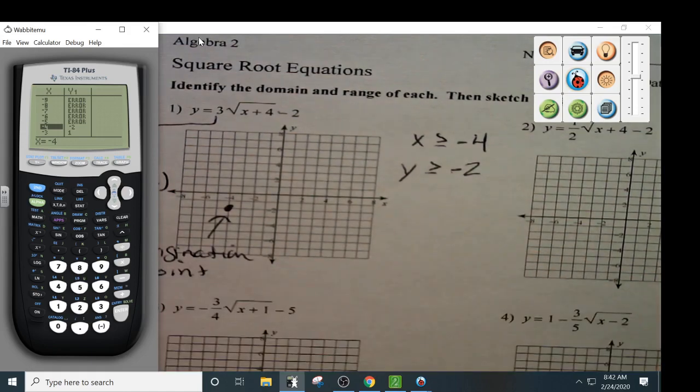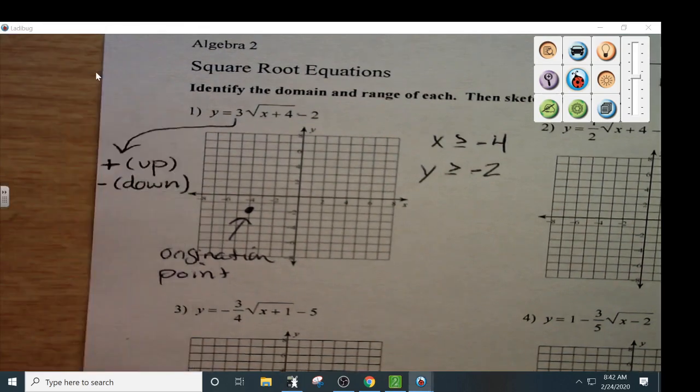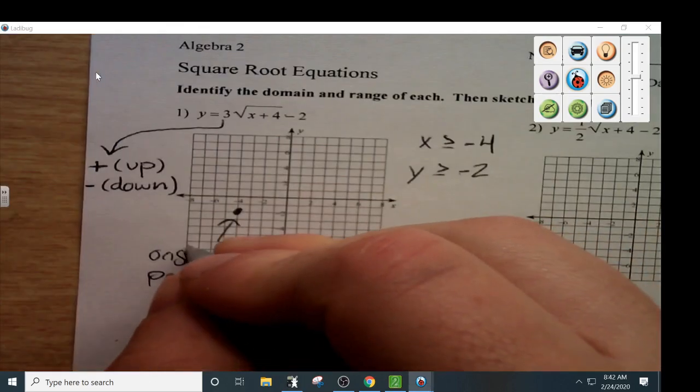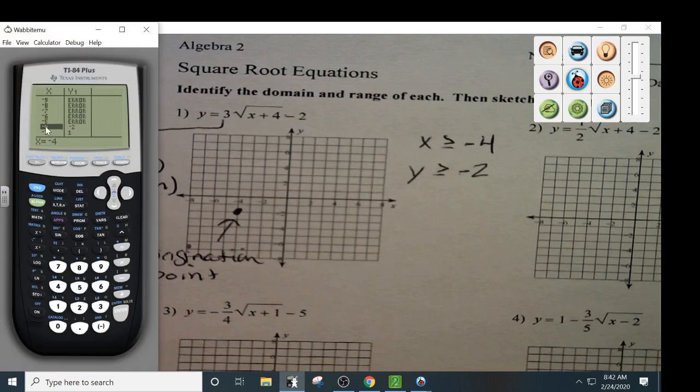I call that my origination point. That's where it originates from. Guys, remember I can find that. I can do it by the algebra we did on the notebook paper, or I can find it with my calculator. It's either one you want to do. When you pull your calculator up, remember if I go to the lower limit, it's the error message. That is your origination point. When it gives you an error, you know that the next coordinate is your origination point.